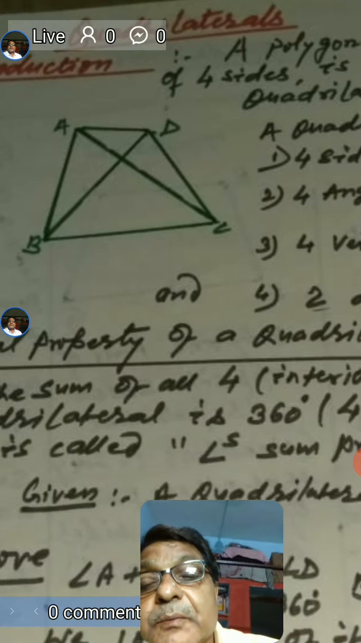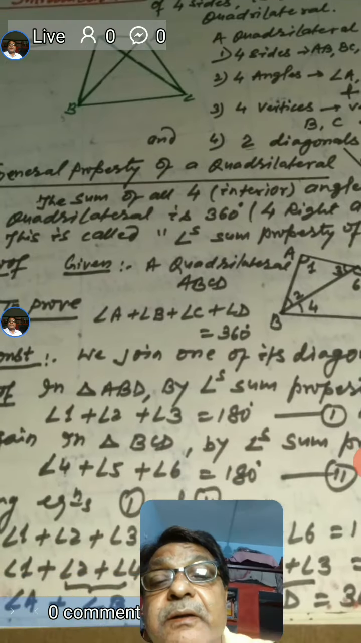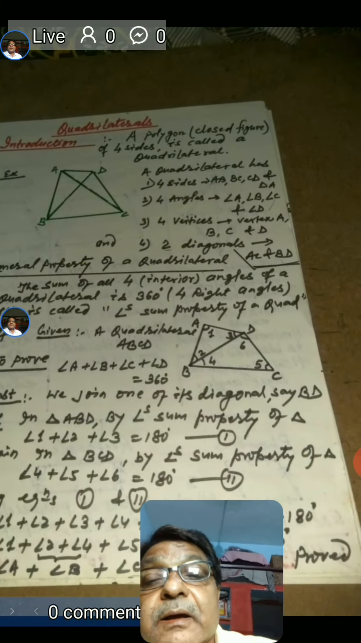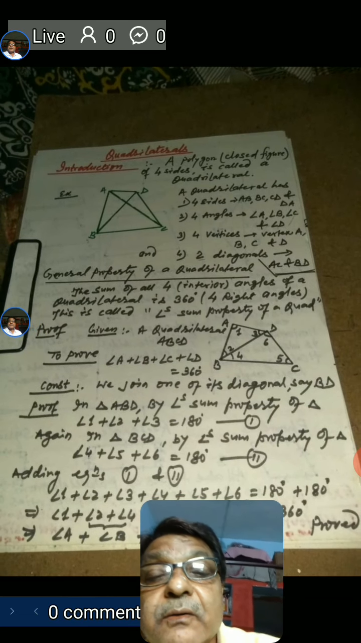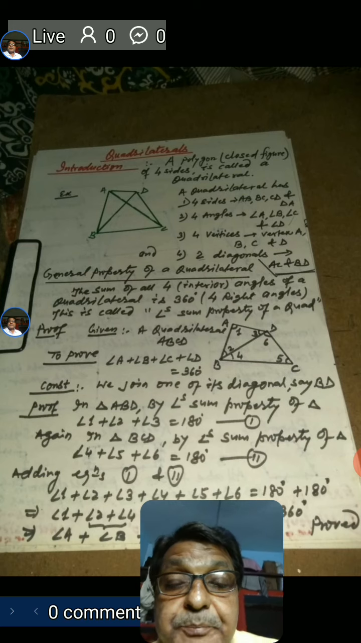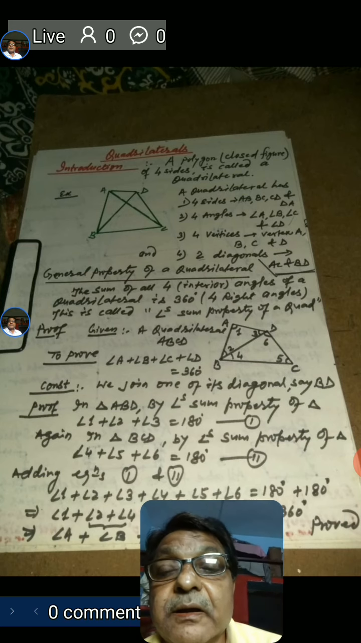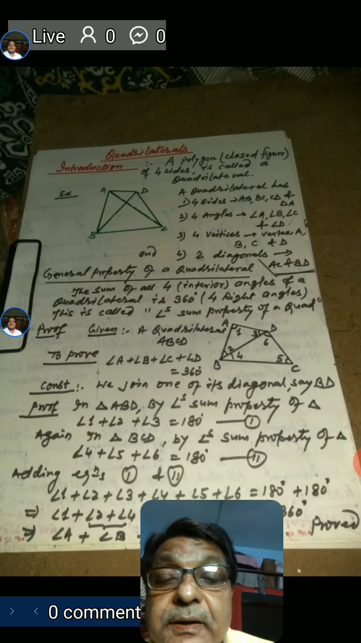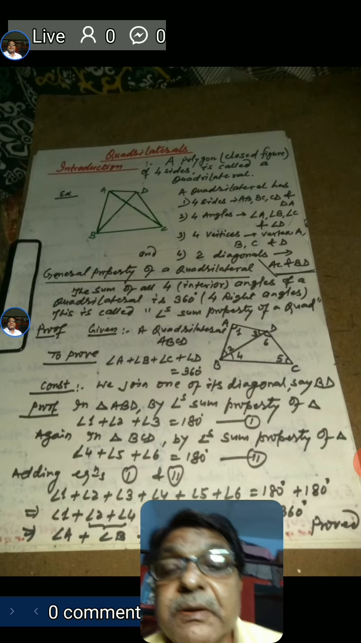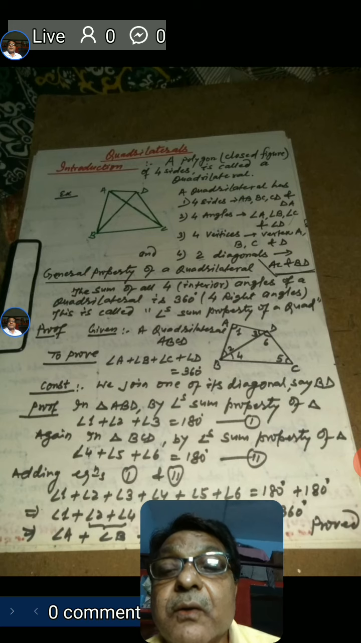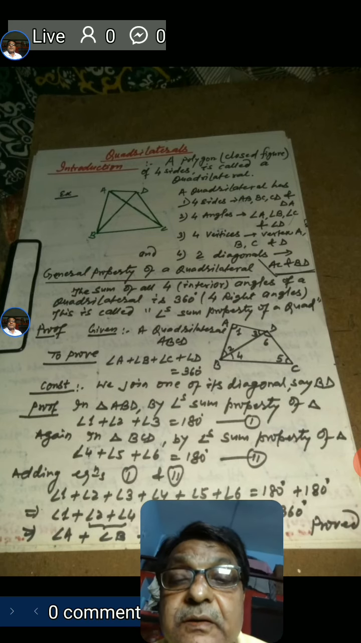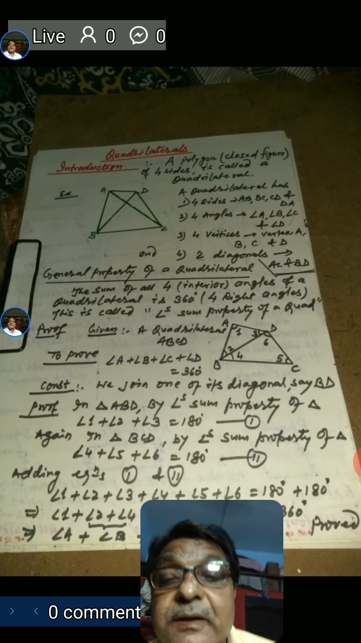One general property of any quadrilateral is, since it has four interior angles, if we add all these interior angles, the sum will always be 360 degrees, which is called the angle sum property of a quadrilateral. It means the sum of all angles of a quadrilateral is 360 degrees or four right angles.